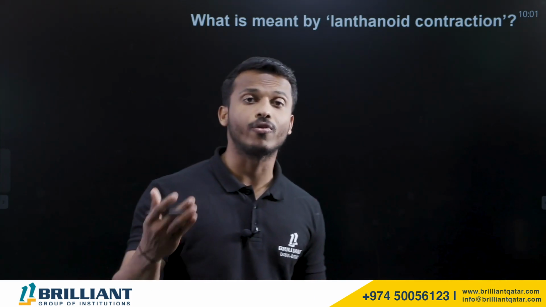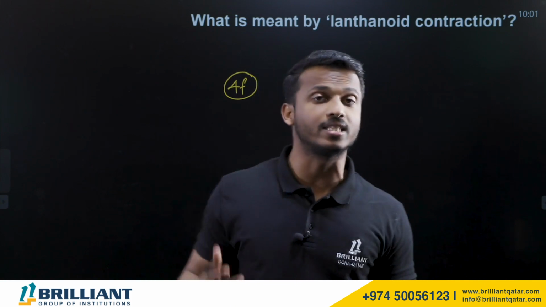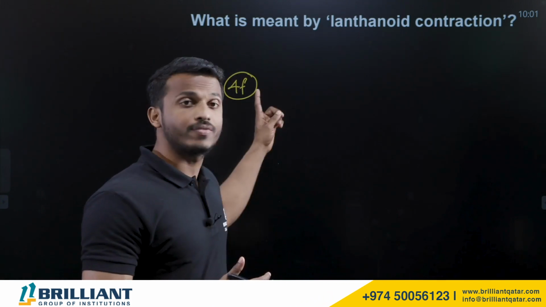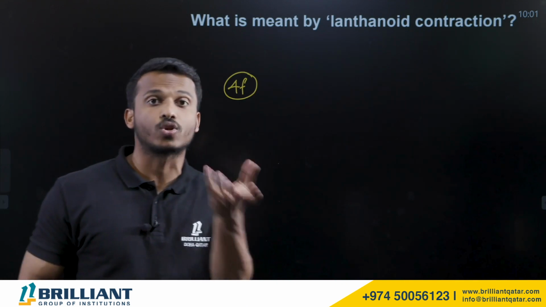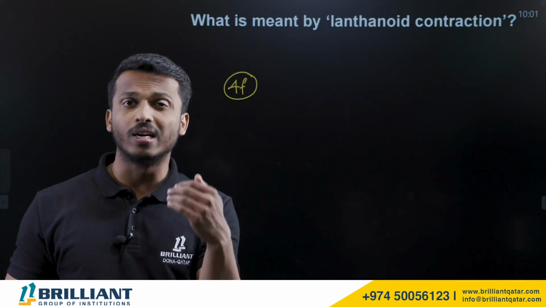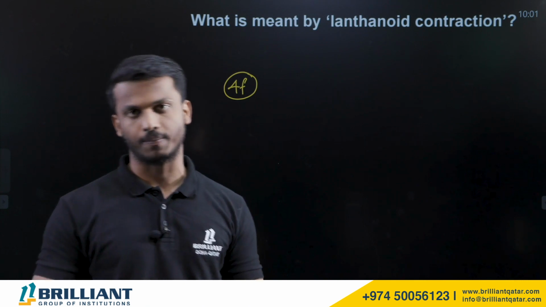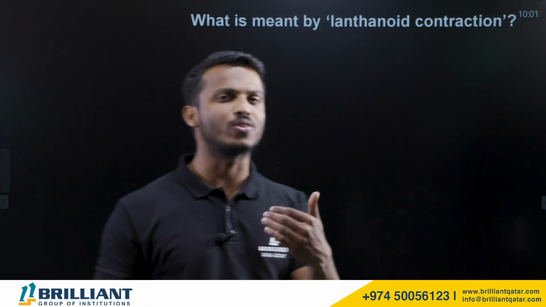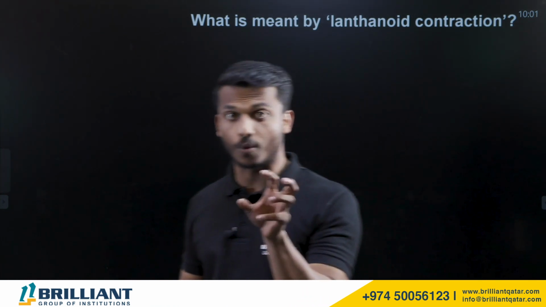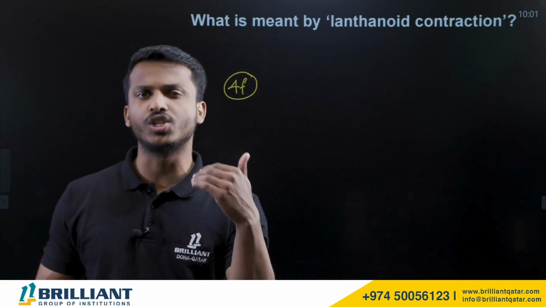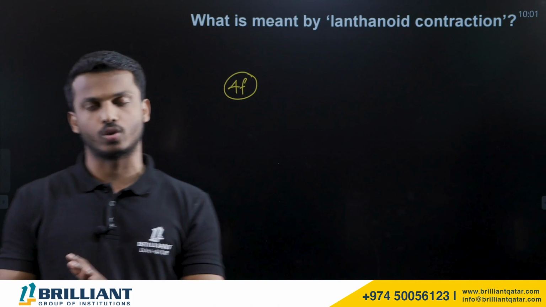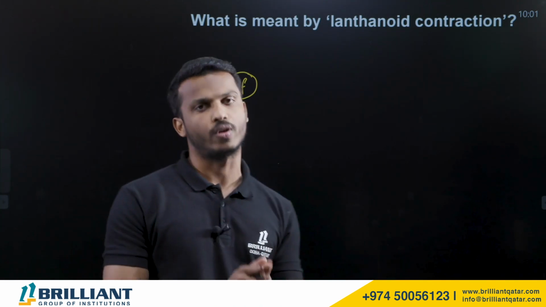What is the reason for lanthanide contraction? The main reason is what? In the 4F series elements, the electrons have a very poor shielding or screening effect. The main reason for lanthanide contraction is which one? The 4F orbital. The 4F orbital has a very poor shielding or screening effect. So that is the main reason for lanthanide contraction.